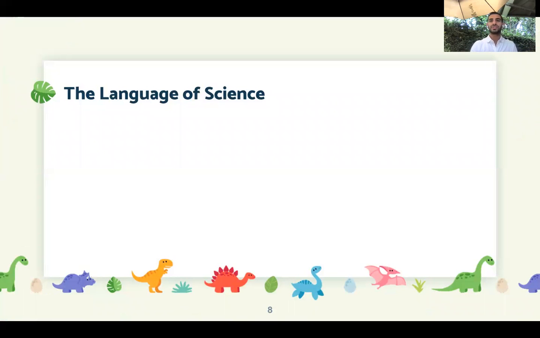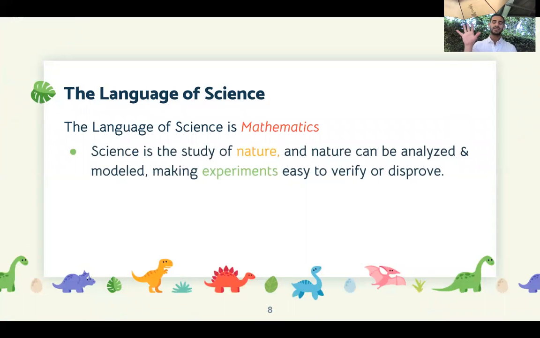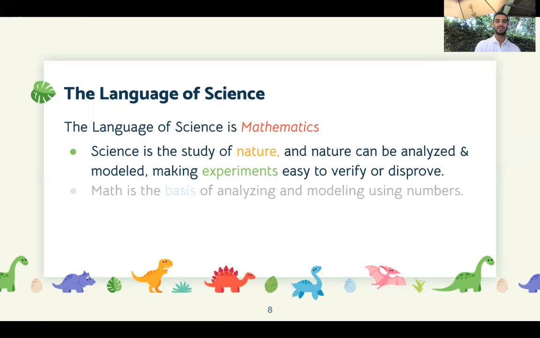So, the language of science. I mentioned to you guys on the first day that there is a kind of a rule in this class, conceptual rule. But I can't talk about science without talking about the language of science, which is math. And I'll explain what this means in a second. Science is the study of nature. And in fact, nature can be analyzed and modeled. And when nature is analyzed or modeled, it makes making experiments a little bit easier to verify or disprove. And what I mean by analyzed and model is basically doing math.